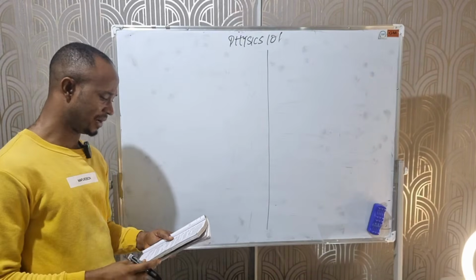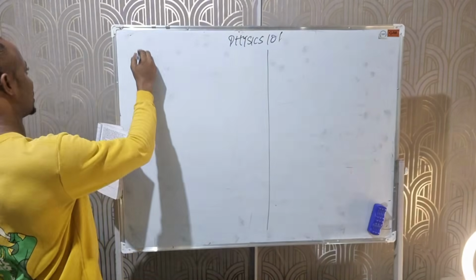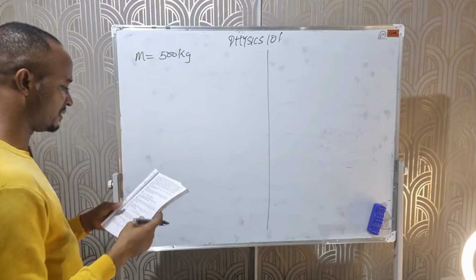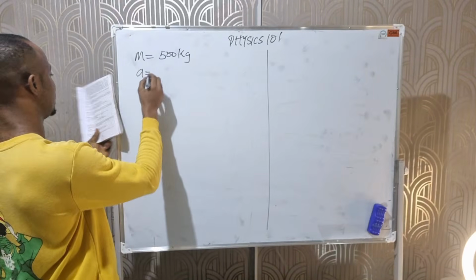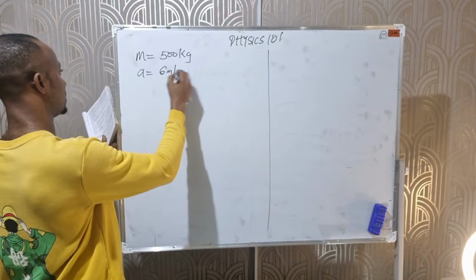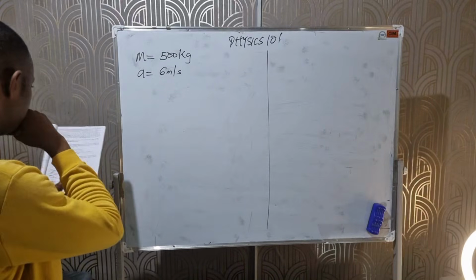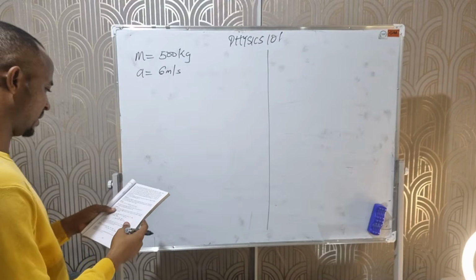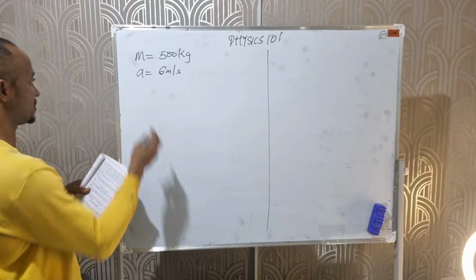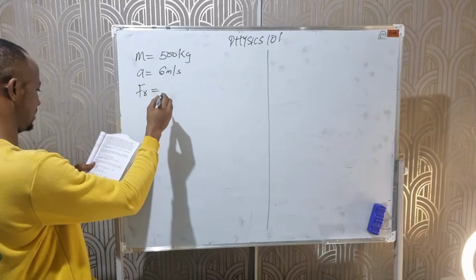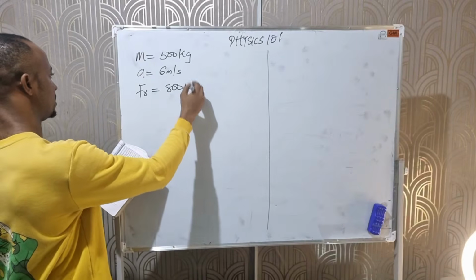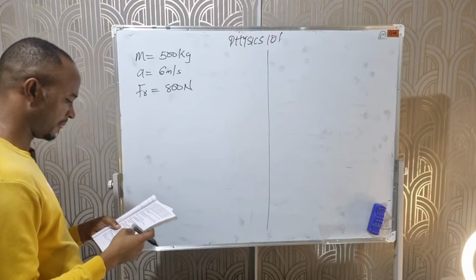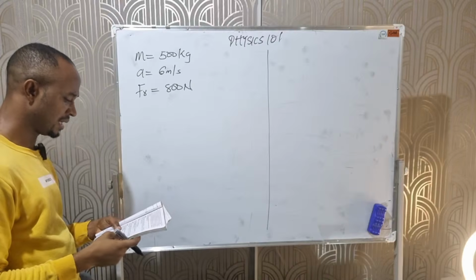A question here says a car of mass 500 kilogram. The mass of the car is 500 kilogram, moving with a forward acceleration. Acceleration there is given as 6 meters per second squared. It is acted upon by a constant resistive force, meaning our frictional force here is given as 800 Newton. Calculate the force exerted from the engine to maintain this forward acceleration.